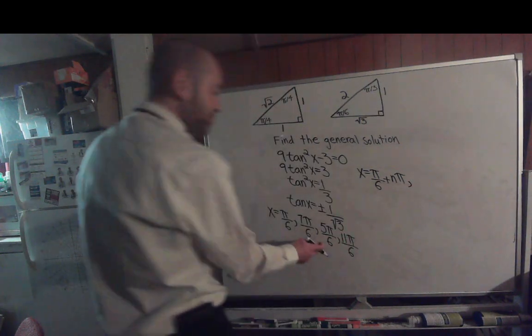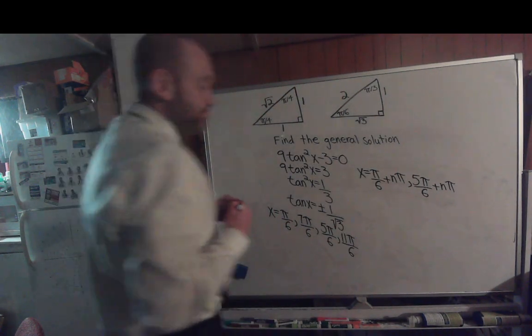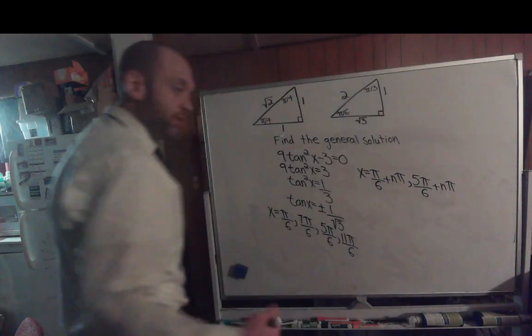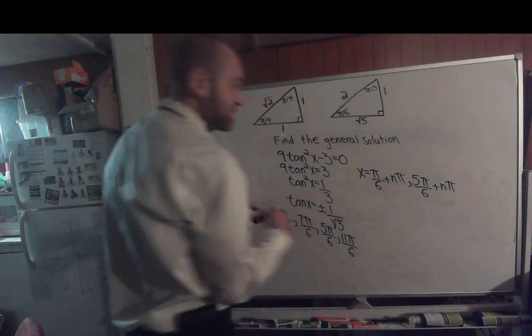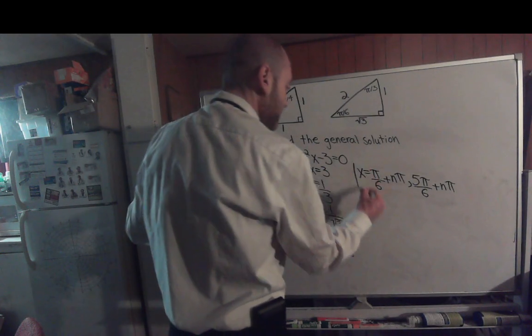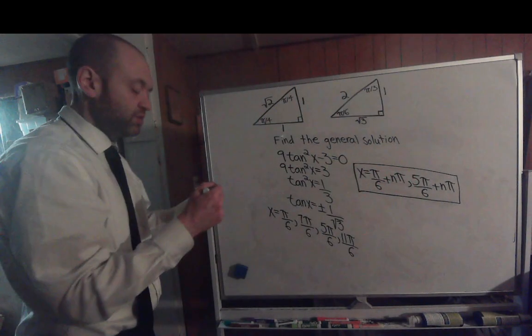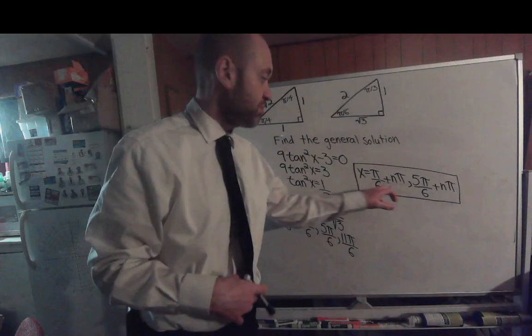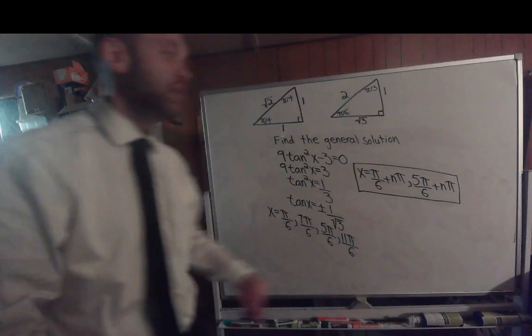However, that 5 pi over 6 in the second quadrant, we definitely want to list that, plus another n pi. And then if I added pi to 5 pi over 6, I would be at 11 pi over 6, so I don't need to list 11 pi over 6. So I can list the solutions as two general solutions. X equals pi over 6 plus n pi, and then 5 pi over 6 plus n pi.